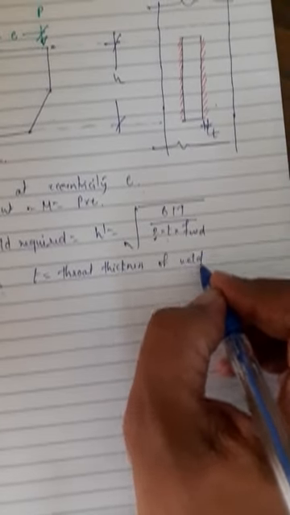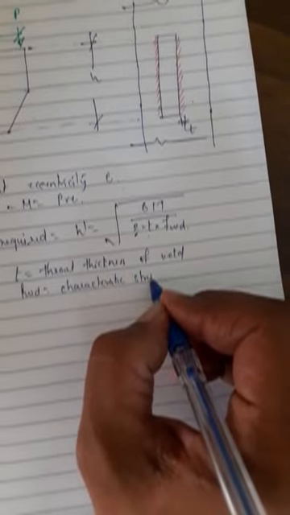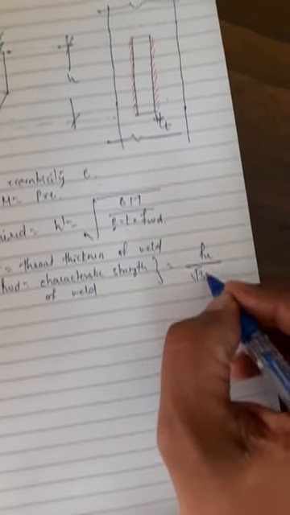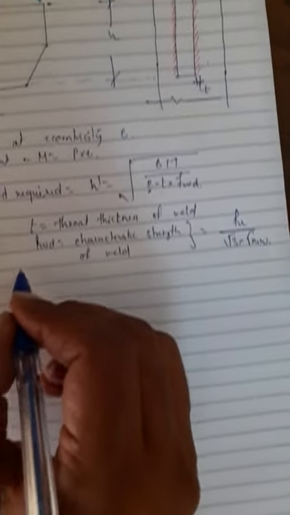FWD is characteristic strength of weld, and that is given by Fu by root 3 gamma mw, where Fu is 410 newtons per mm square, gamma mw is partial safety factor. Now you round off the height of the weld required. H is approximated to 1.1 times H dash.